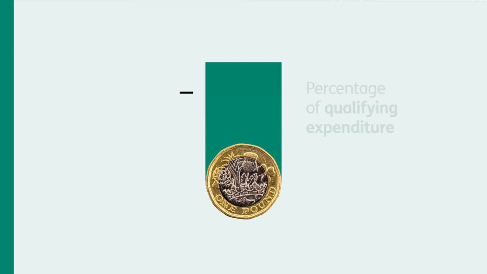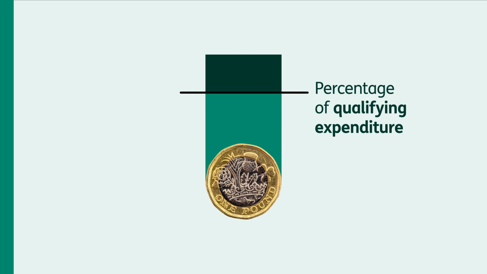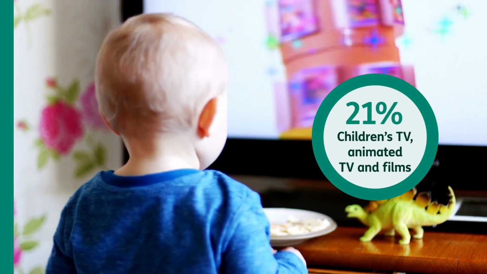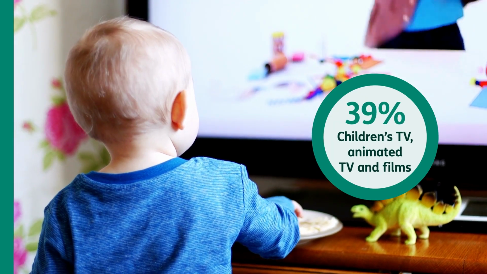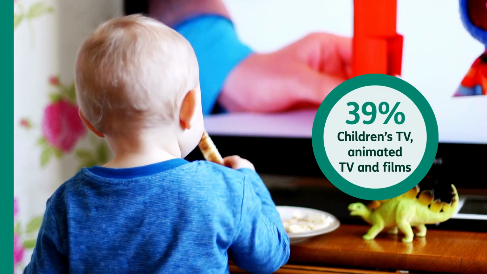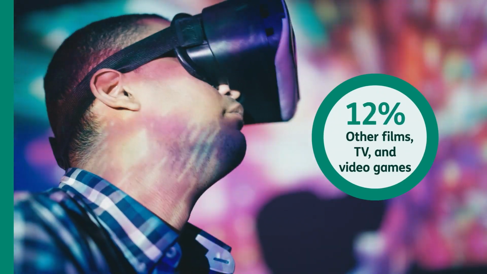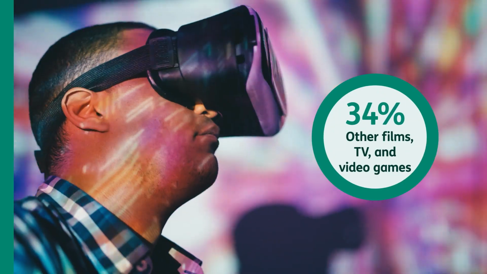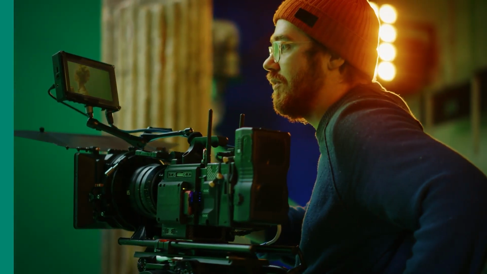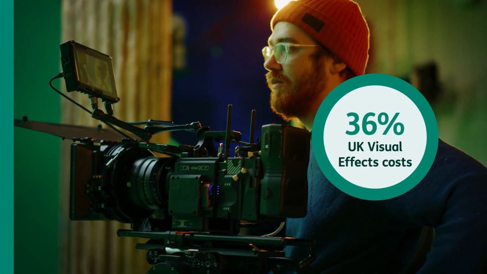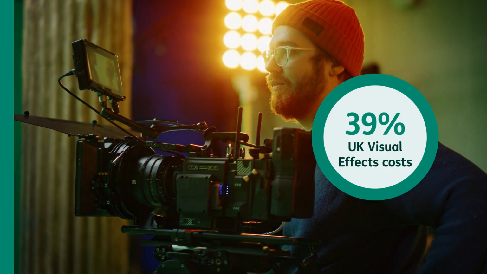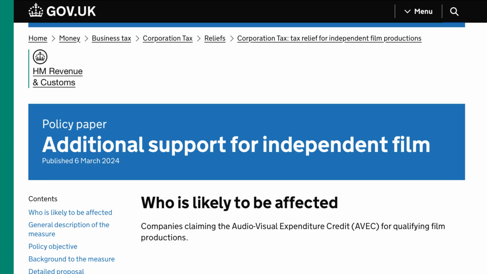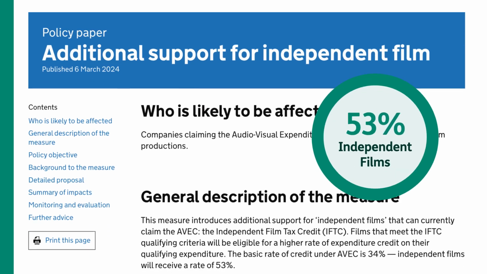The expenditure credit is a percentage of this qualifying expenditure. This is 39% for children's TV programs, animated TV programs, and animated films, 34% for other films, TV programs, and video games. For films and high-end TV productions, you can claim the higher rate of 39% on UK visual effects costs. And for independent films, there's a special rate of 53%.